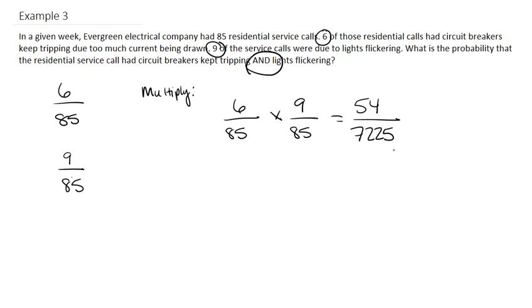Now, we can just go ahead and circle that because it cannot be further reduced, as there are no common multiples between 54 and 7,225. So we would say that the probability that the residential service call had circuit breakers keep tripping and the lights flickering was 54 out of 7,225.